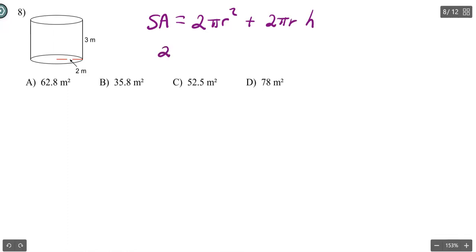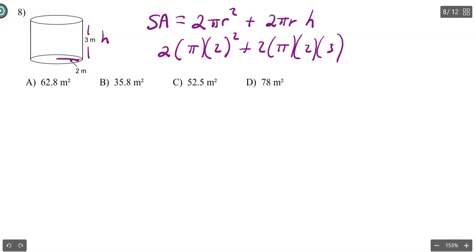So here we go. 2 pi radius squared. Remember, that's the radius. This is going to be my height. So plus 2 pi radius height. Let's bust that out. 2 squared is 4. 4 times 2 is 8. So I got 8 pi's in the front. And I got 3 times 2 is 6, times 2 is 12 pi's, for a grand total of 20 pi.